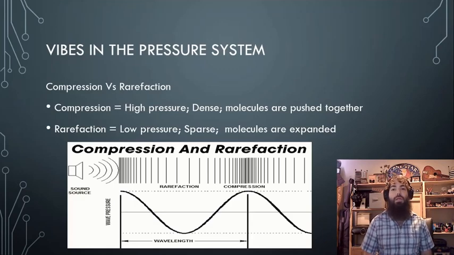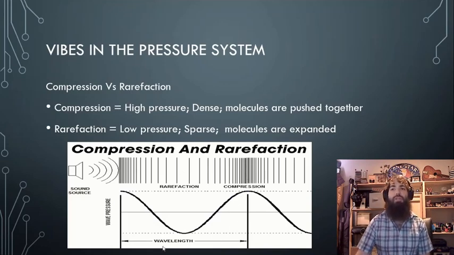Compression is where the molecules are actually going to be condensed together. They're going to be pressed together. It's going to be high pressure, dense. Rarefaction is the separation of those molecules, where we're going to get low pressure, sparse. Our molecules are going to expand. So we're going to have a combination of rarefaction and compression.